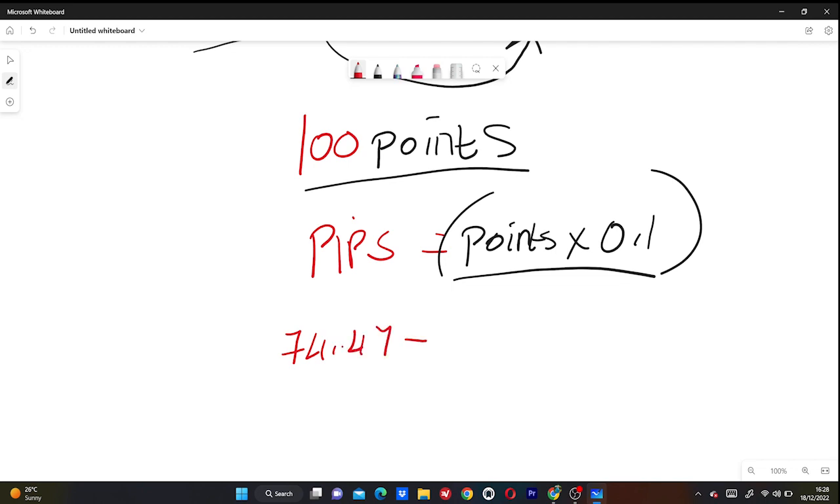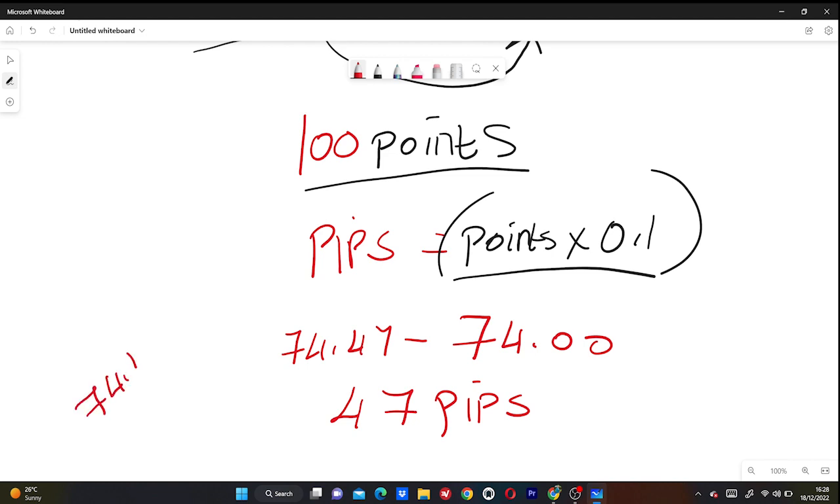For example, we have 74.47. If the market goes to 74.00, the market will have moved by 47 pips. Because, as I said previously, US oil has how many digits after the decimal? It has 3 digits, right?